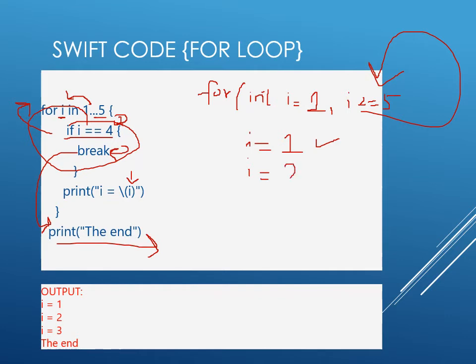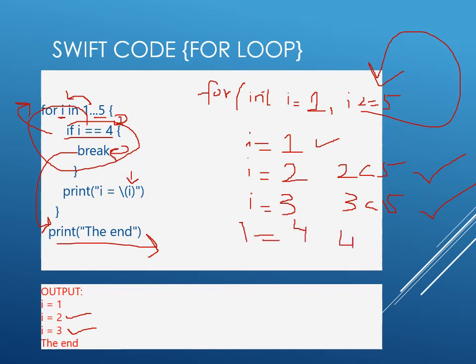Then i becomes 2. i is equals to 2. 2 is less than 5, right? Condition true. Then 2 will be printed. Then it will automatically increment, i is equals to 3 and we have 3 less than or equals to 5. So condition true. 3 will be printed and now it will increment, i is equals to 4.